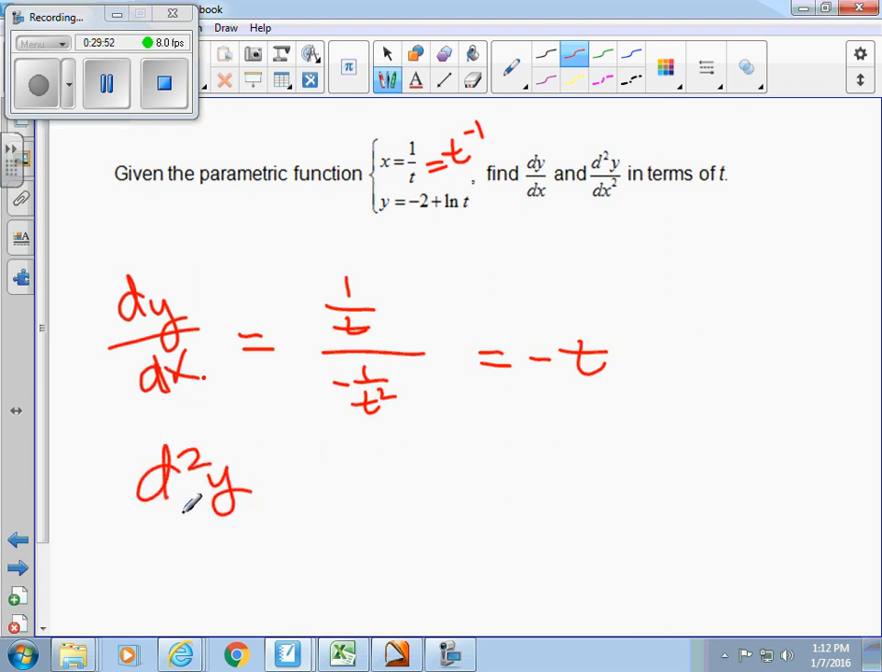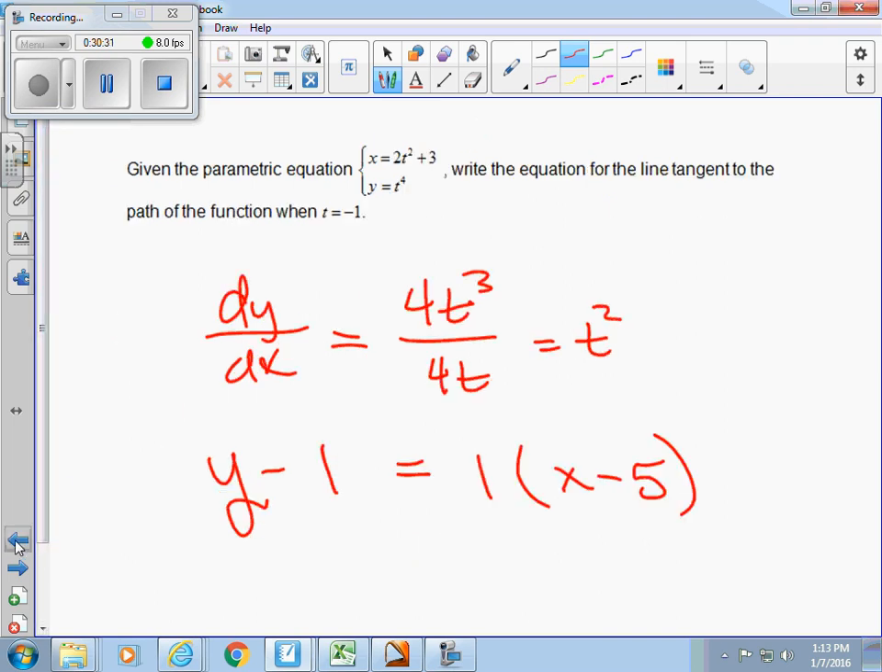Remember, the second derivative of y with respect to x. What is the formula for that? Okay, good. It's the derivative of dy dx with respect to t, which is -1, divided by the derivative of x with respect to t, right? dx dt. What was dx dt? You should not have to find it. It should be somewhere already written in the problem. Negative 1 over t squared.